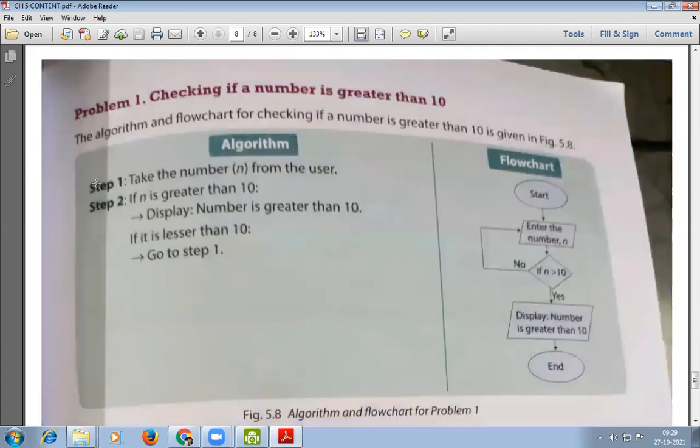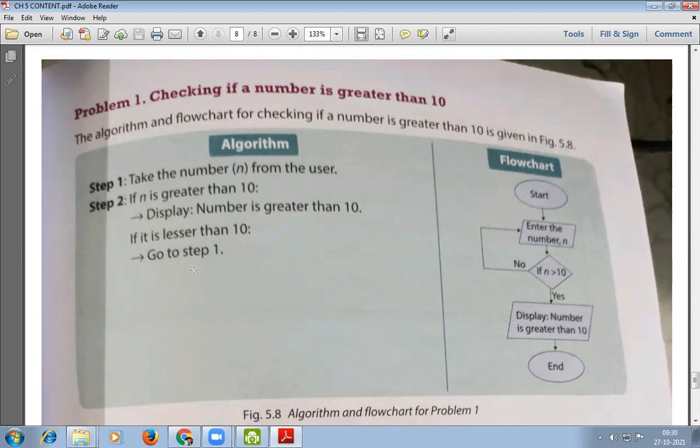So in case of algorithm, what are the steps? Step 1 is take the number n from the user. So which one is the number? 5, I have already provided you. We have to compare 5 and 10. If n is greater than 10, display number is greater than 10. If it is less than 10, go to step 1.